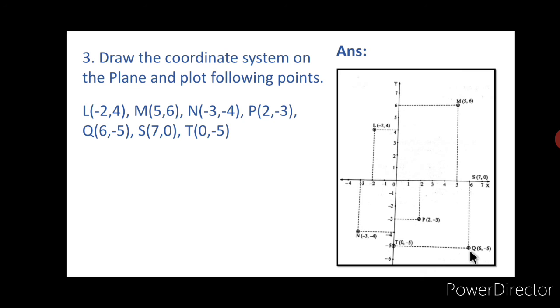Next point is S, whose x coordinate is 7 and whose y coordinate is 0. Therefore this point is on the x axis. Here is that point S. Then next point is T, whose x coordinate is 0 but y coordinate is -5, and therefore this point T lie on the y axis, whose x coordinate is 0 and y coordinate is -5.